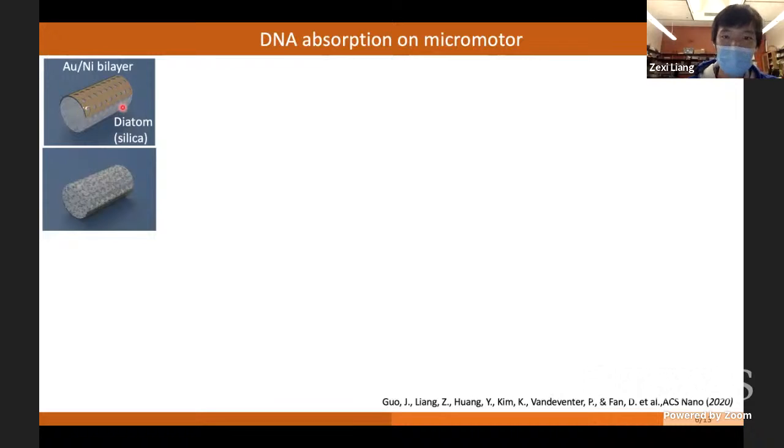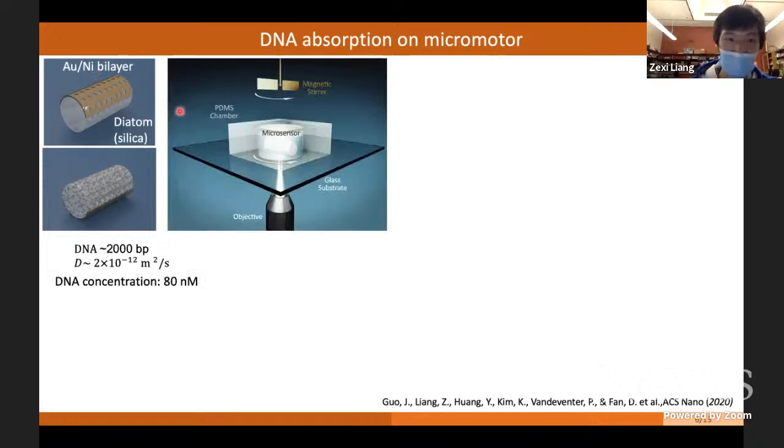So we use this one as the main body of our sensor, and we coated half of the surface with a gold and nickel bilayer. The nickel layer is magnetic and can respond to the external field. Then we use an external magnetic stirrer to generate a rotating magnetic field so that our microsensor can rotate with it in a small chamber.